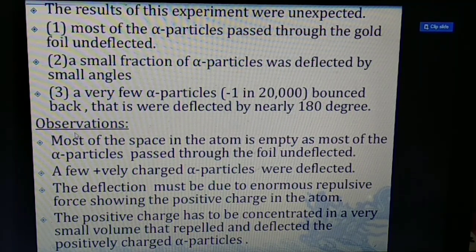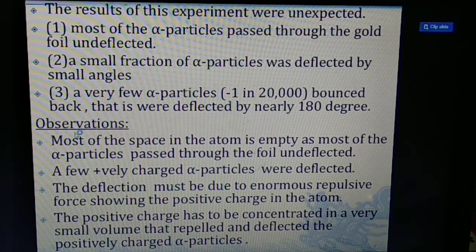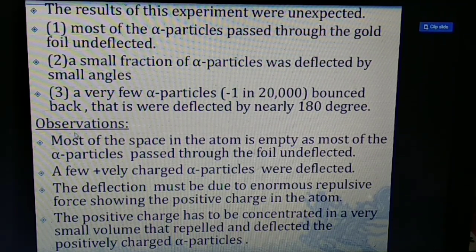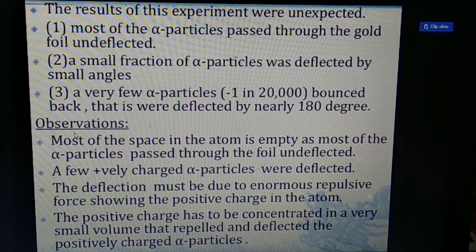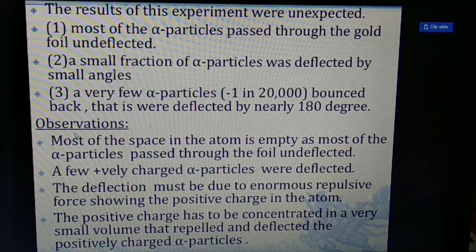Observation: most of the space in the atom is empty, as most of the alpha particles pass through the foil undeflected. A few positively charged alpha particles were deflected. The deflection must be due to enormous repulsive force, showing the positive charge in the atom. The positive charge has to be concentrated in a very small volume that repelled and deflected the positively charged alpha particles.